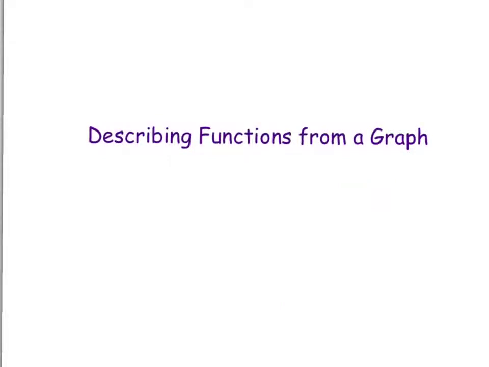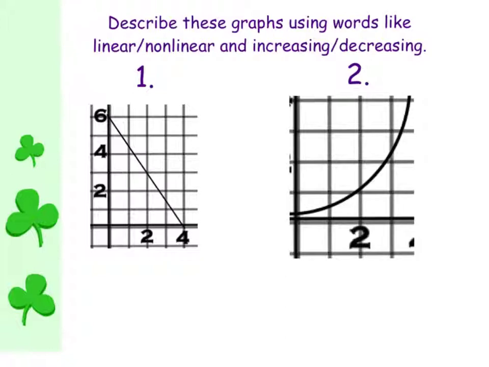All right, the learning target for today is I can describe functions from a graph. We're actually going to be looking at graphs for the next couple of days. So one way to describe a graph is talking about whether it is linear or nonlinear. Linear, of course, means it's a straight line. Nonlinear means it's not a straight line. And increasing and decreasing. Increasing going up, decreasing going down. This is very, very easy today for this part of it.